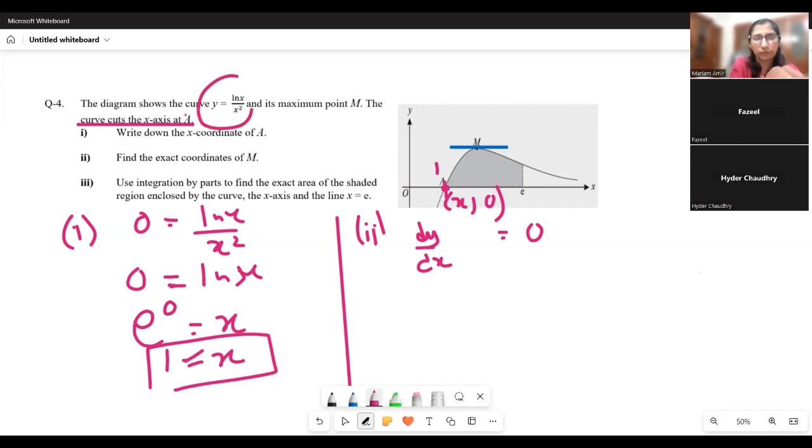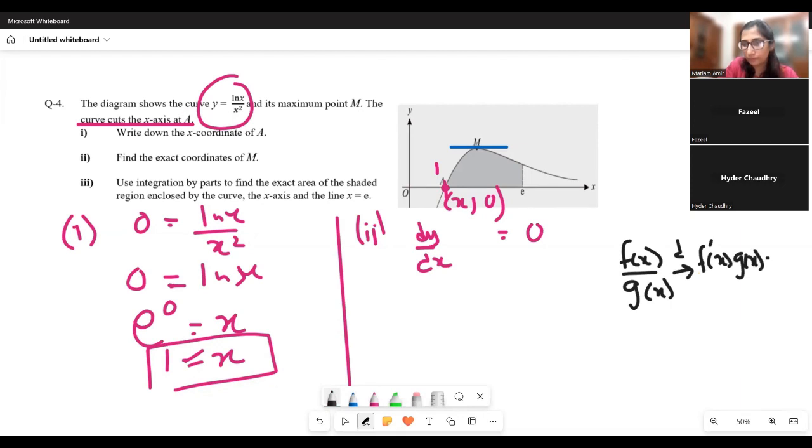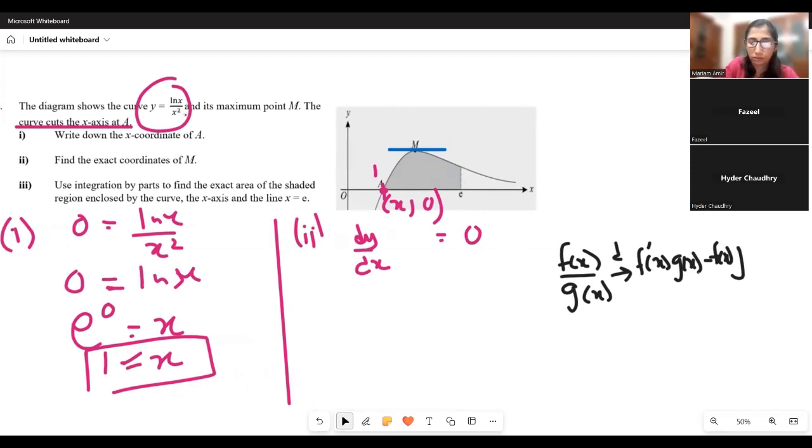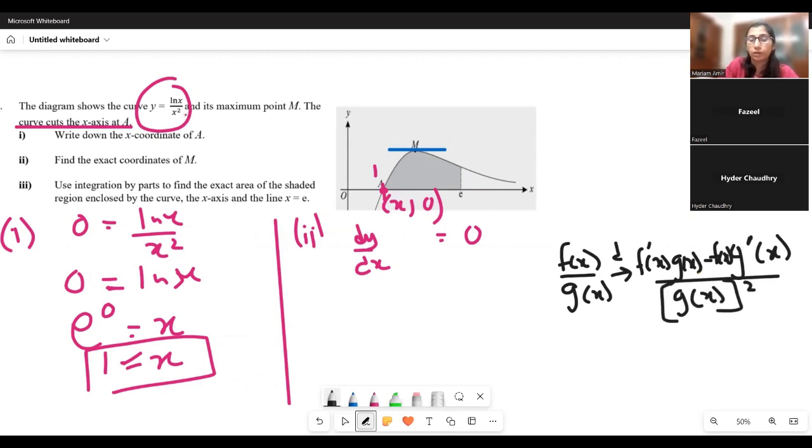We have to differentiate ln x over x square. So that is the quotient rule, f(x) over g(x). How do we differentiate this? f prime x times g x minus f x times g prime x, upon g x whole square. That's the quotient rule of differentiation.